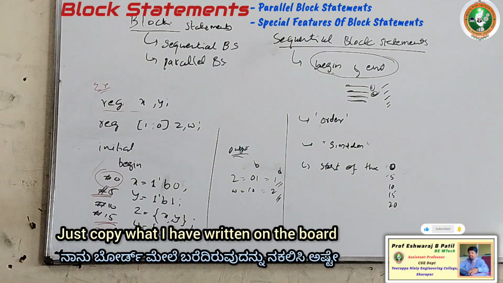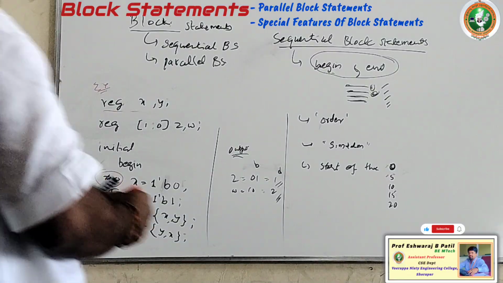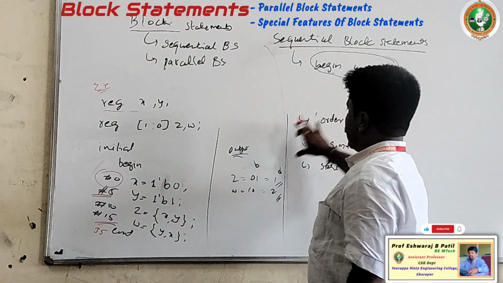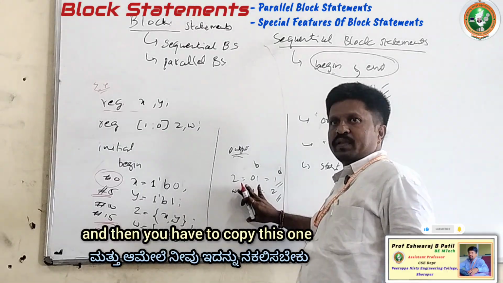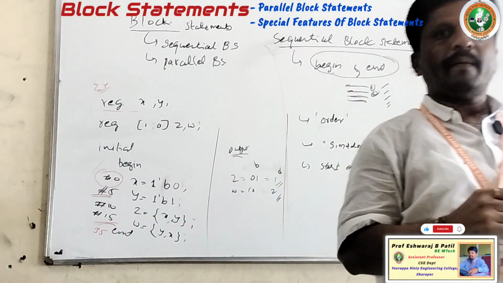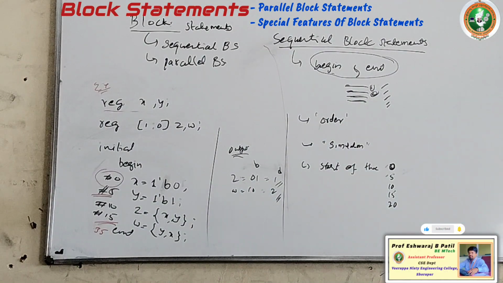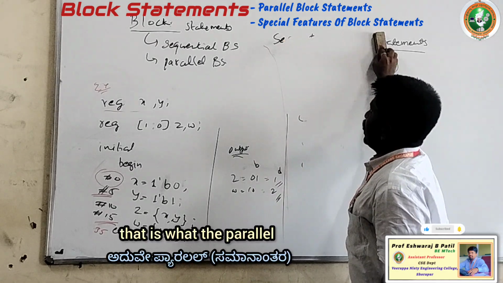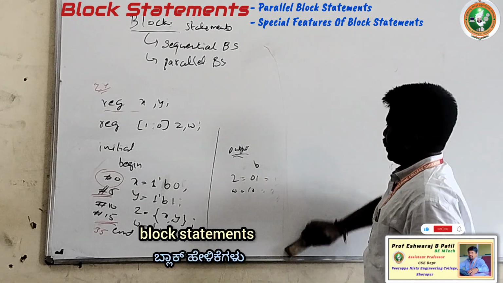Just copy whatever I have written on the board. First copy this one, these small points, this number of points. Later you take this one and then copy this one. Copied. Okay, then I will move to the next topic. I'm heading to the next, that is parallel block statements.